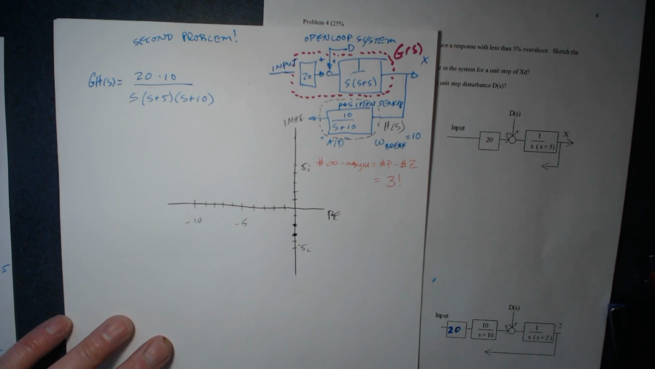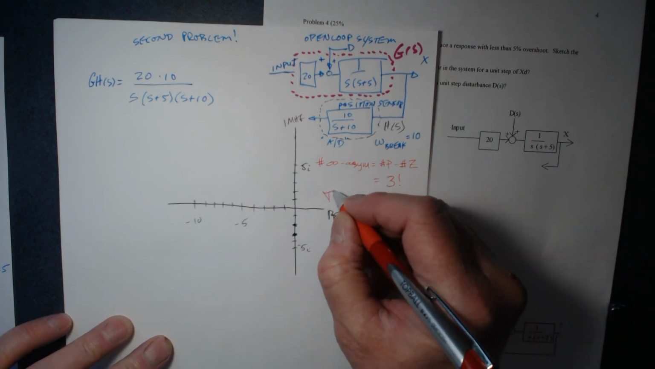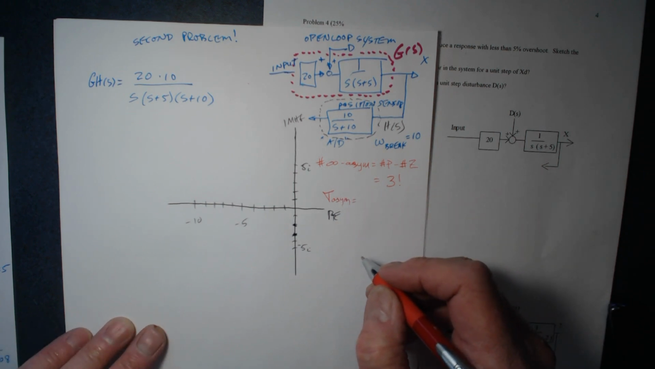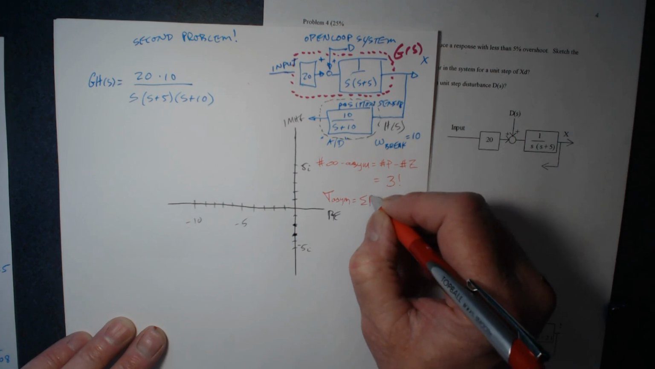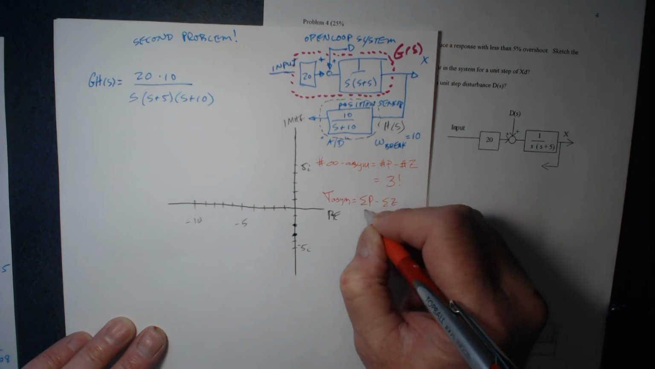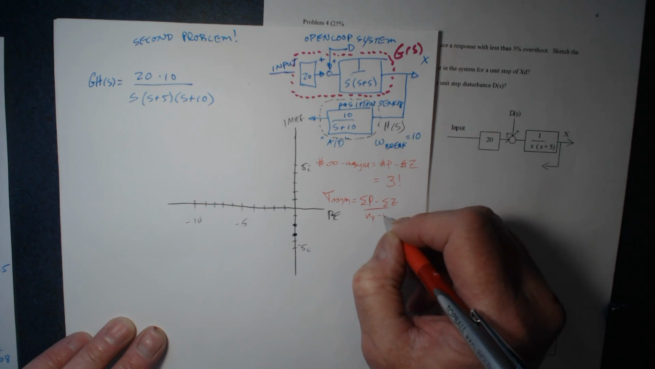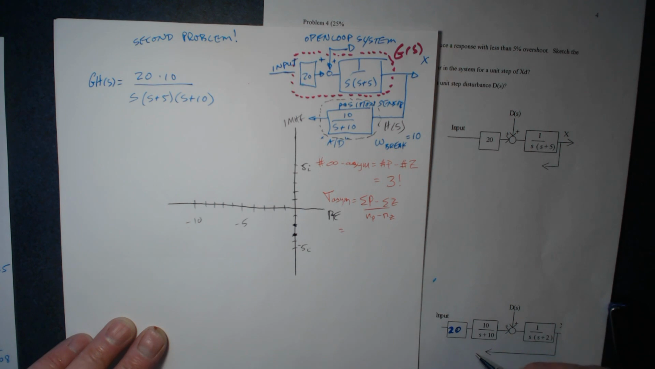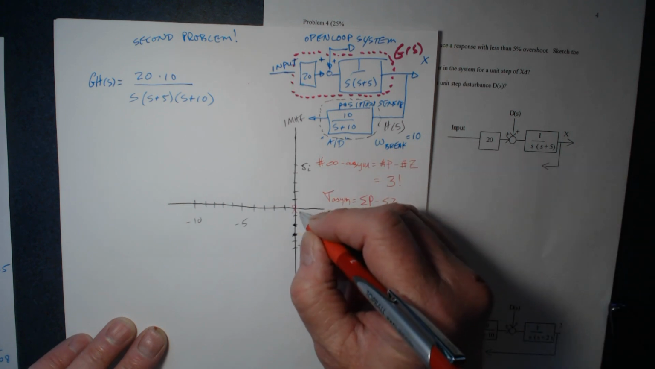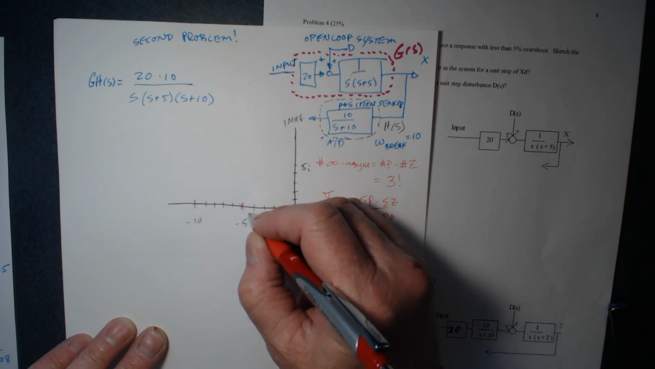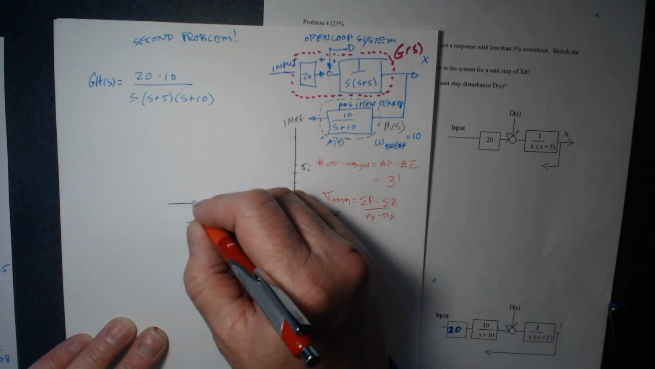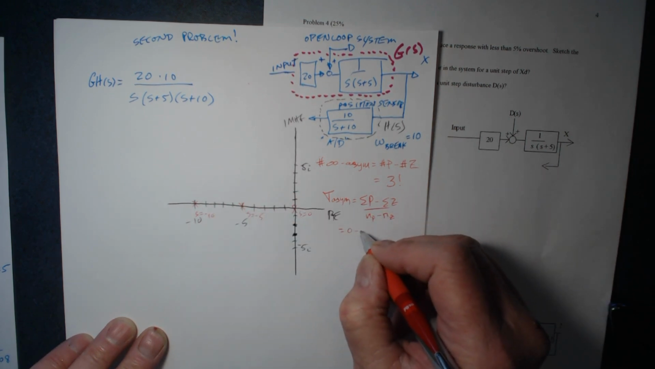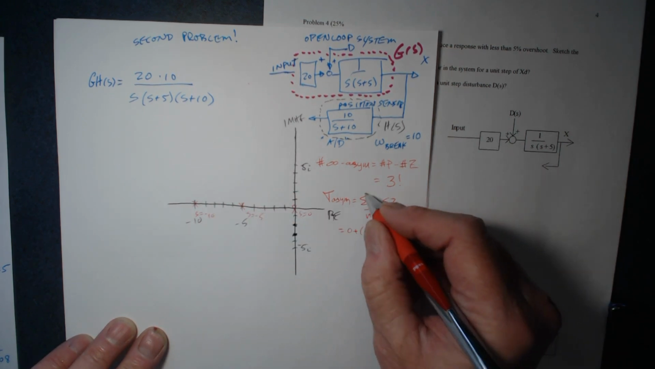So there are 3 asymptotes, and one thing I might find out is where the asymptotes hit the real axis. Sigma asymptote is the place where it hits the real axis. It's the sum of the finite poles minus the sum of the finite zeros, divided by the number of finite poles minus the number of finite zeros. The poles are at S equals 0, S equals minus 5, and S equals minus 10.